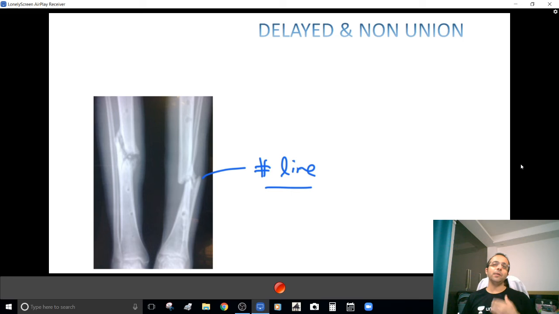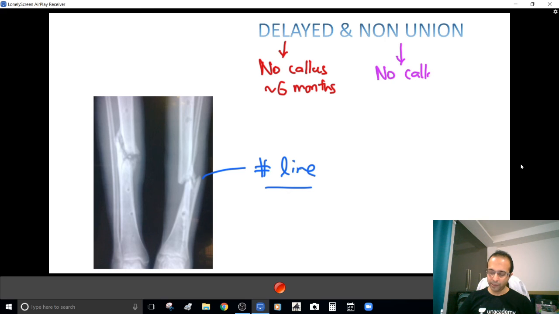And then you know it becomes delayed union, non-union. Going by the US FDA, you generally label delayed union when you're unable to find callus by around 6 months. And you label the same thing as non-union when you're unable to find any sign of healing, any callus, even by around 9 months. Although this is not a strict terminology for delayed and non-union, because for some fractures like neck of femur, even at 3 months you label them as non-union. But this is the gross terminology. Long bones, even by 6 months you label them as non-union.